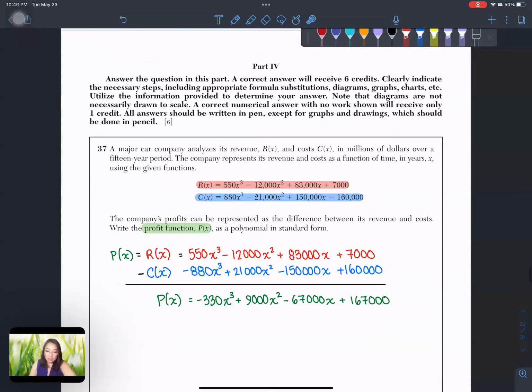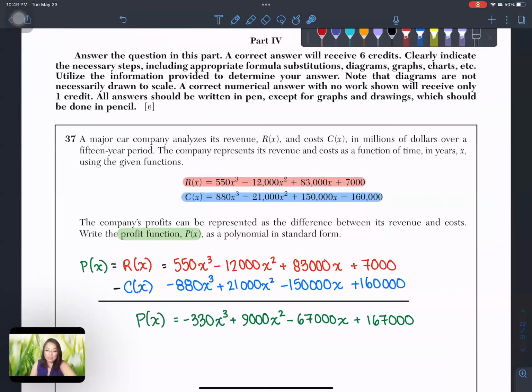And the last question, which is a 6-pointer. I thought this was a really easy 6-pointer. It's not usually this easy, but you have to know profit is equal to revenue minus cost. And please remember to negate every single term.